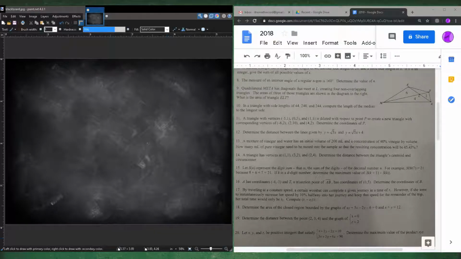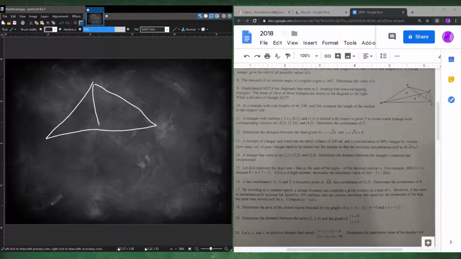Okay, question 14. A triangle has vertices at (1, 1), (3, 2), and (2, 4). Determine the distance between the triangle's centroid and circumcenter. Okay, so there's vocabulary here. So there's a centroid and circumcenter. Let's learn about centroids first.